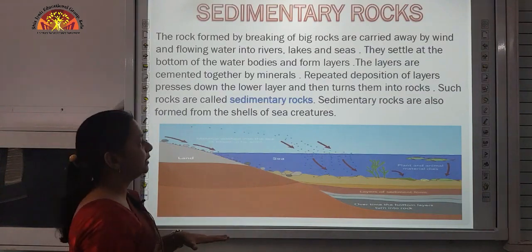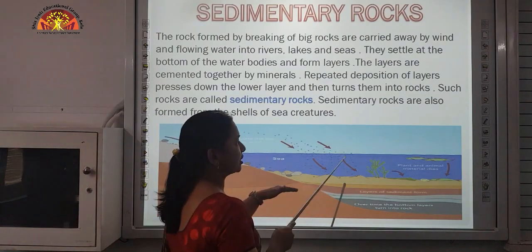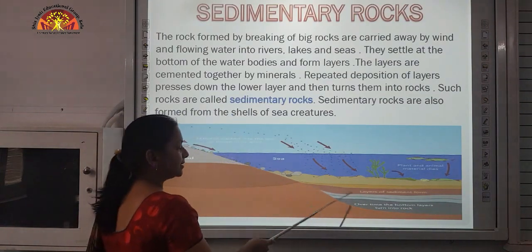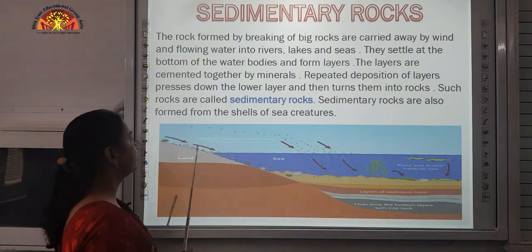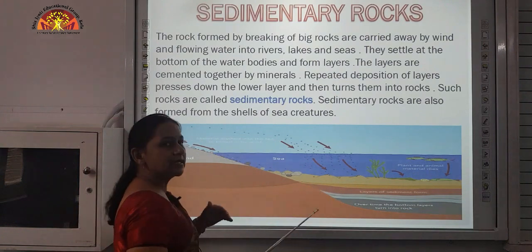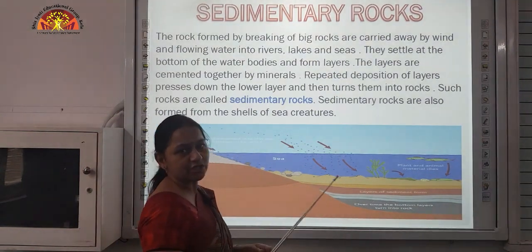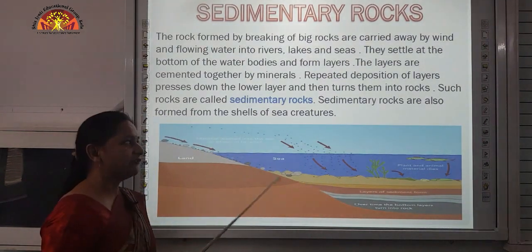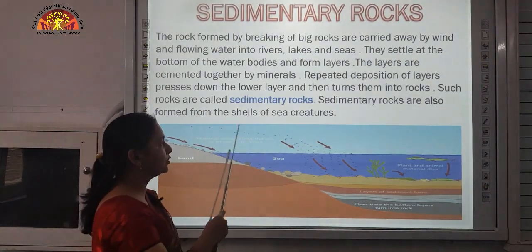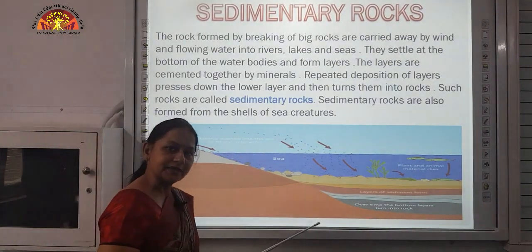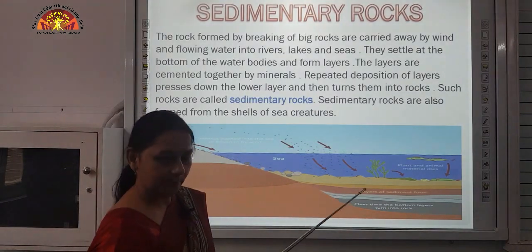Minerals are added into it, and this repeated deposition turns these layers of rocks into sedimentary rocks. These sedimentary rocks are also formed from the shells of sea creatures. And 75% of the rocks on the earth are formed due to sediment, are called sedimentary rocks, or are formed by this process.